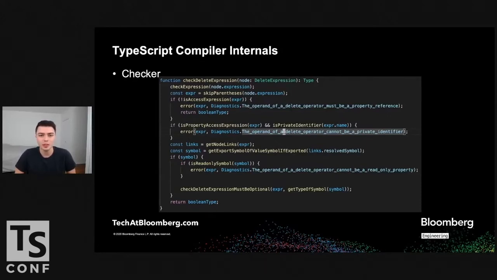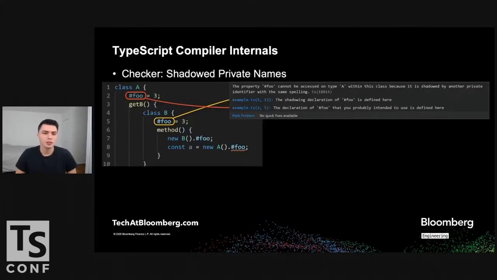We found this place to insert this code just by searching for a similar error, like trying to delete something that's not a property reference. If we try to delete a regular variable, we get an error that says the operand of a delete operator must be a property reference. We can search the codebase for exactly where this error is emitted and then produce an error in a similar location. It's important that the checker gets clear to the root of a problem.